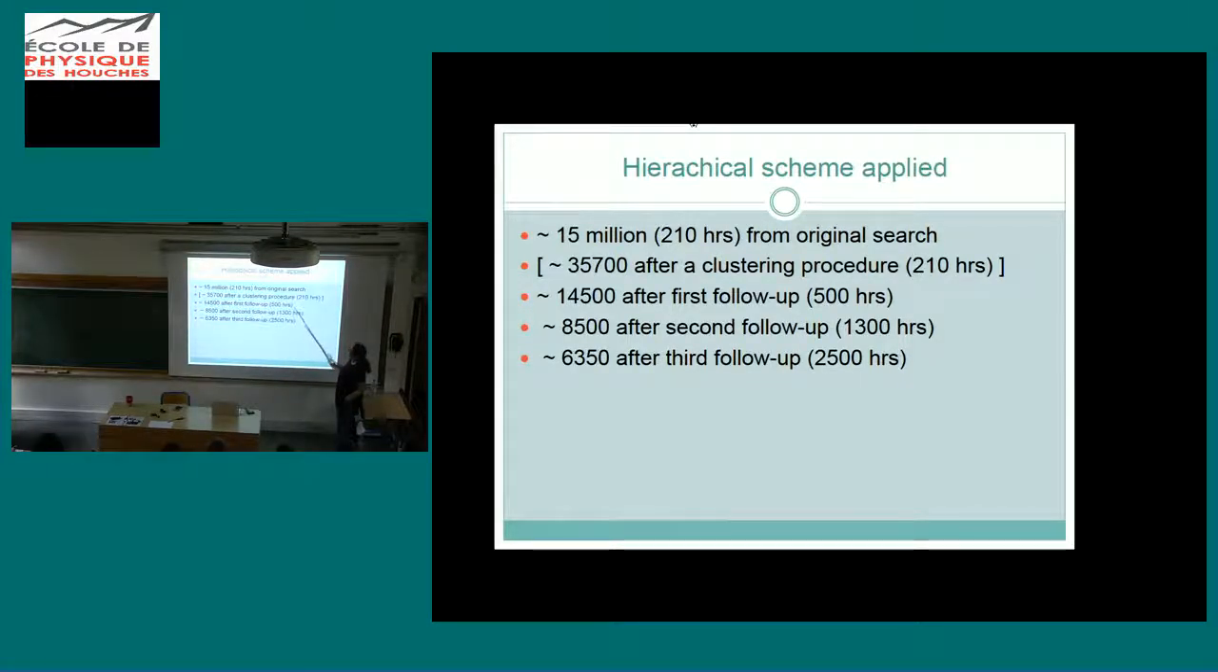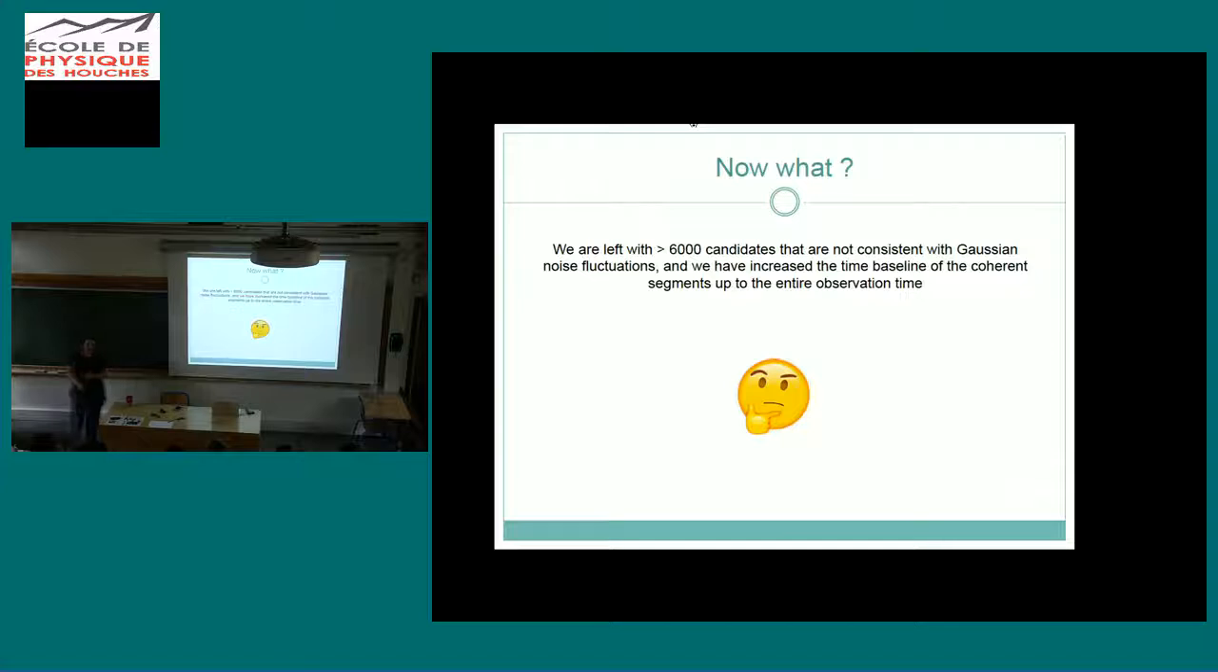The first coherent follow-up, which more than doubled the coherent segment length, brought them down to about 15,000. The second follow-up, which was now a bit more than double this, brought them down to 8,500. And this, the fully coherent search, brought them down to 6,350, which is still a number that's much larger than 1. So here we were a bit stuck, because now we had 6,500 candidates.